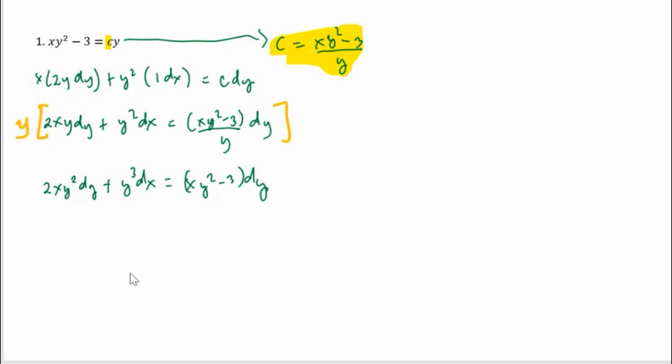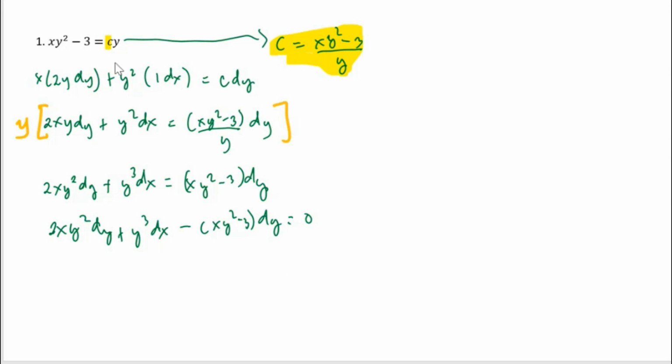Now, what I'm going to do next is that I will equate this equation to 0. Therefore, I will transpose the xy squared minus 3 to the left-hand side. So this becomes now 2xy squared dy plus y cubed dx minus the quantity of xy squared minus 3 dy is equal to 0. So what I did here, I transposed this right-hand side as a group. That's why I put the negative sign to this quantity of xy squared minus 3 dy.